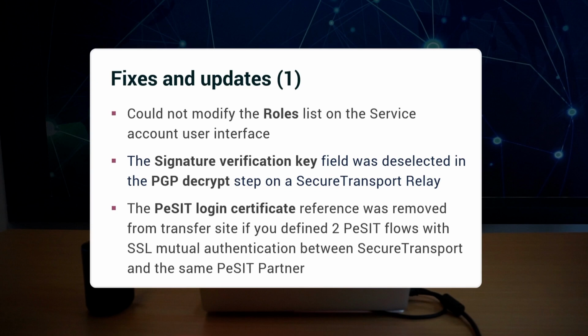This version of Flow Manager comes with many fixes, so let's quickly review the most critical ones. Previously, you could not modify the roles list on the service account user interface. When using a PGP decrypt step on a SecureTransport relay, the signature verification key field was deselected after saving a subscription. The PESIT login certificate reference was removed from transfer site if you defined two PESIT flows with SSL mutual authentication between SecureTransport and the same PESIT partner.